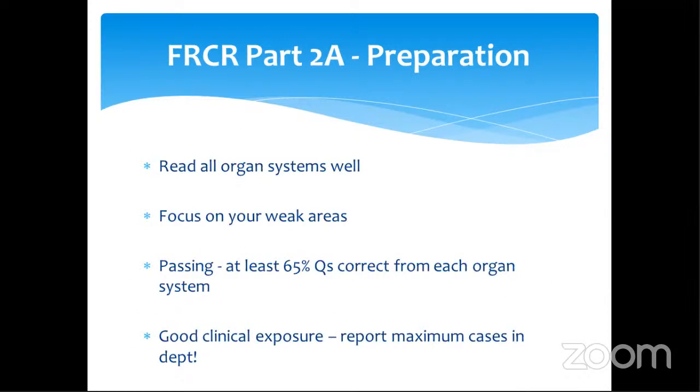It's important to read all organ systems well, especially focus on your weak areas in the last 1 or 2 months before the exam. For passing, you need to score on average at least 65% correct from every organ system. And of course, if you report the maximum number of cases in your department on CT, MR, and X-ray, that will help in your preparation.